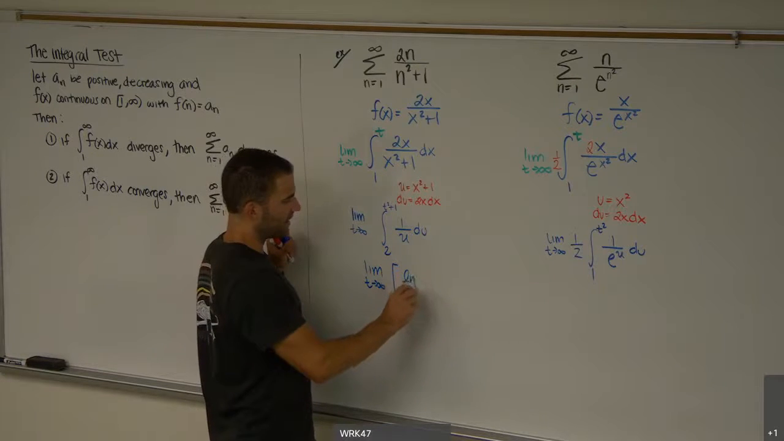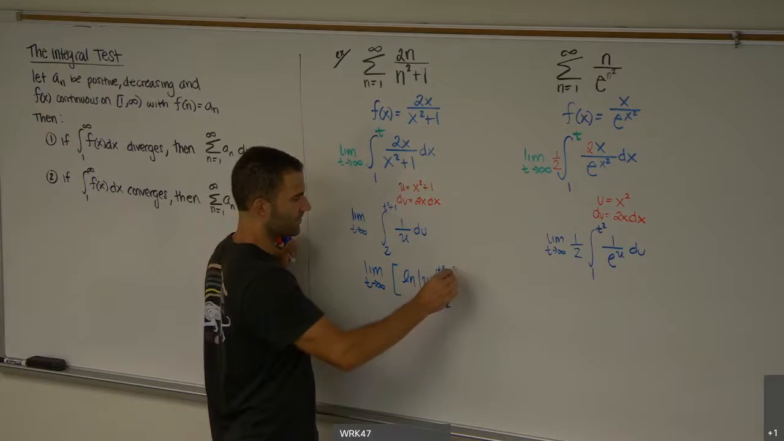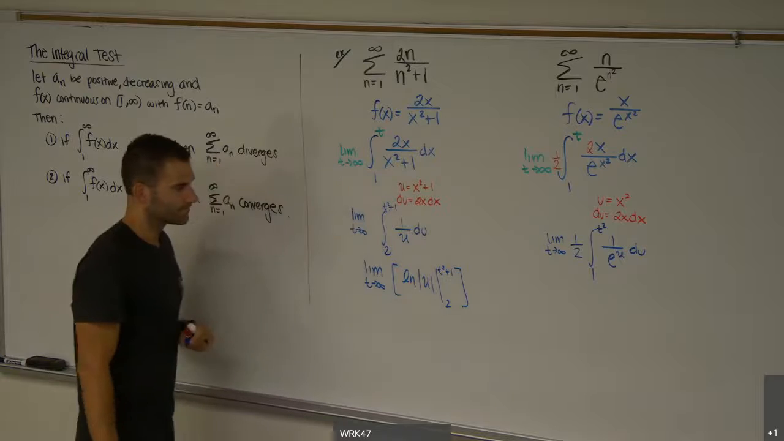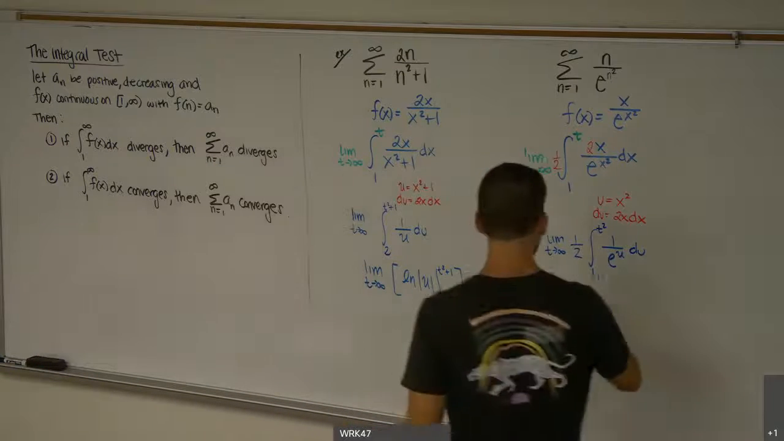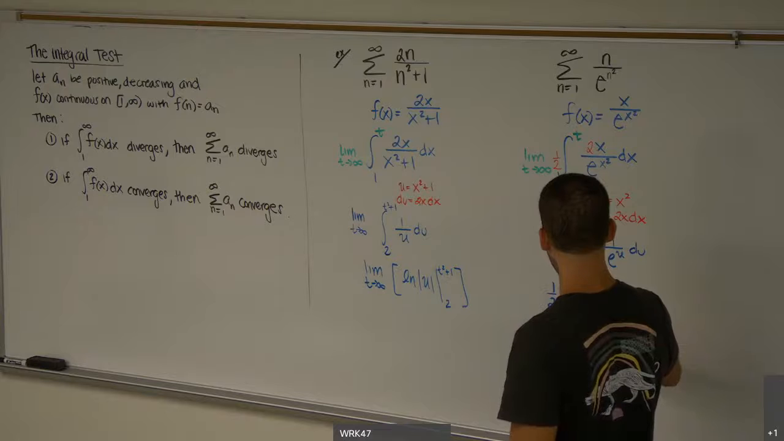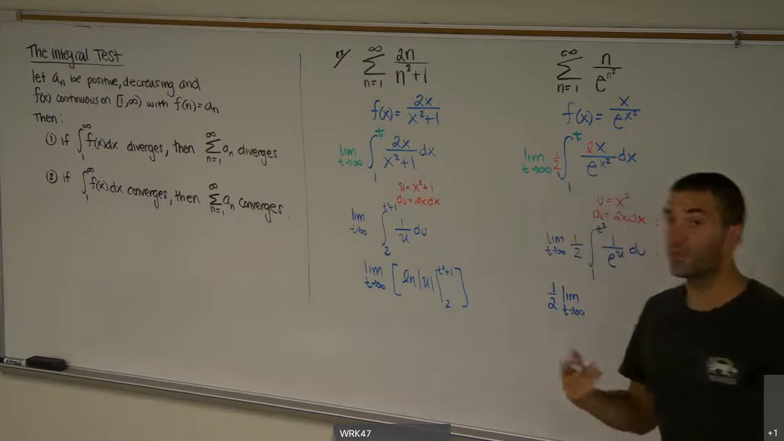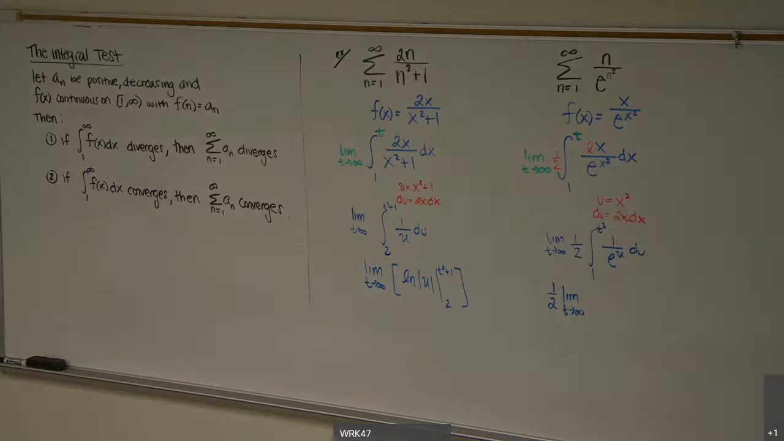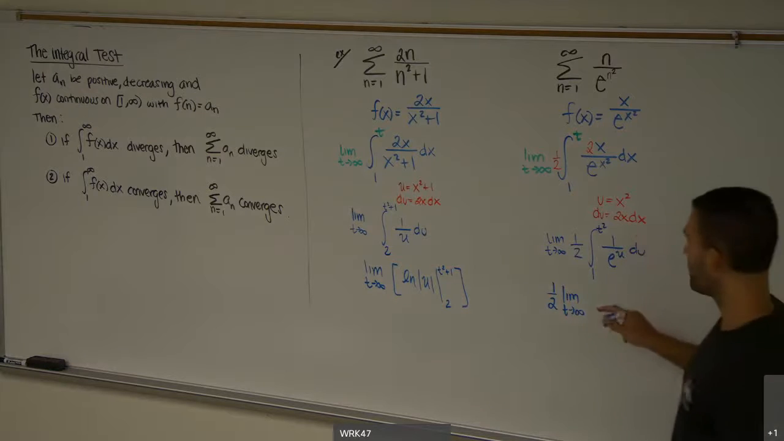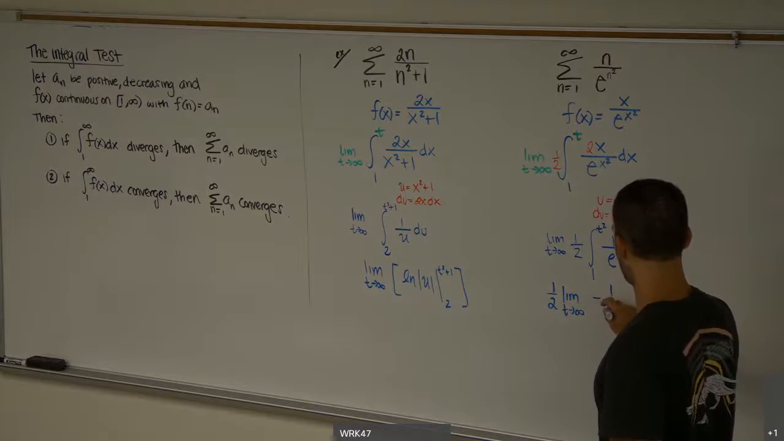We get ln of the absolute value of u, evaluated from 2 to t squared plus 1. On this side, we get the limit. I'll bring the 1/2 out front. Limit as t goes to infinity. Antiderivative of 1 over e to the u. Remember, it's not always ln. Just think of this as e to the negative u. And actually, this is now negative e to the negative u.